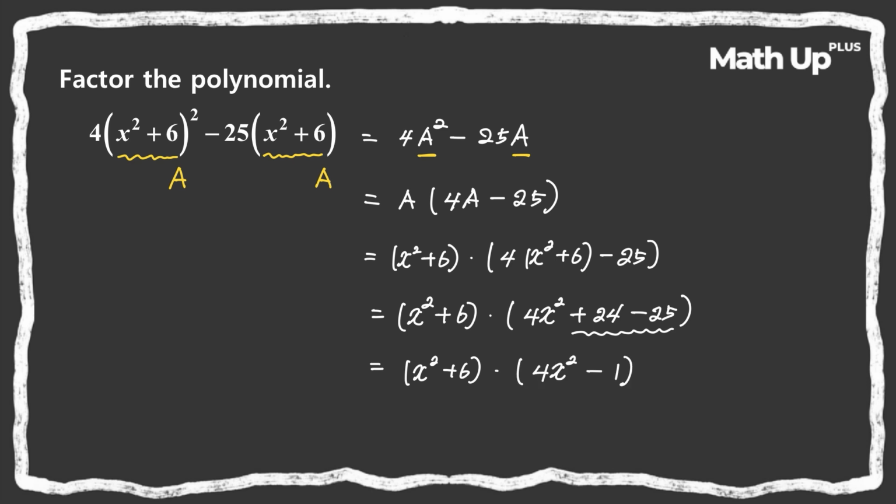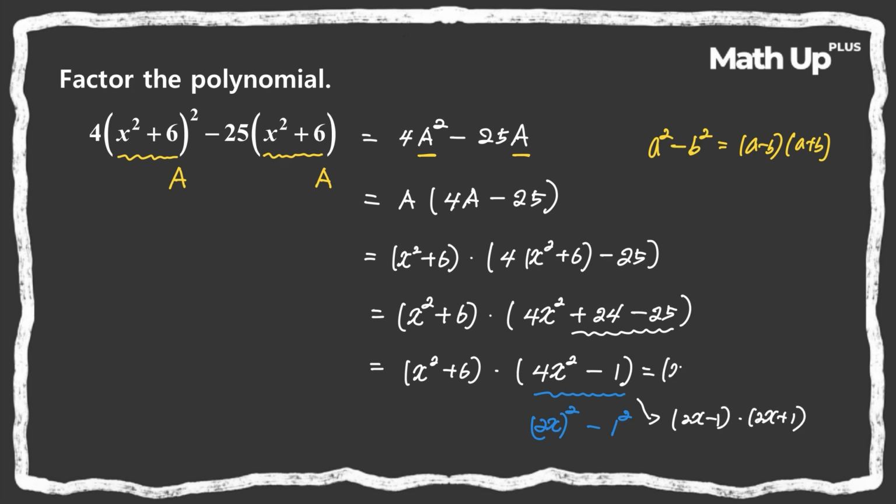So far so good. Now if we look at this binomial right here, 4x squared can be the square of 2x and 1 can be written as the square of 1, right? So using this formula, a squared minus b squared is equal to a minus b times a plus b, this binomial can be written as 2x minus 1 times 2x plus 1, right? So this is equal to x squared plus 6, 2x minus 1, 2x plus 1, right?